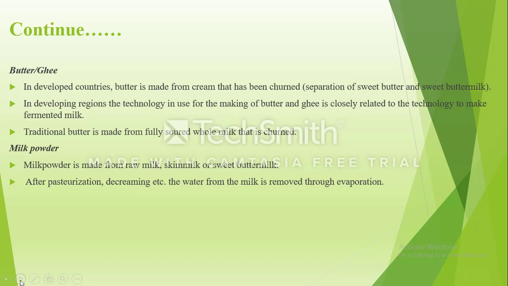In developed countries, butter is made from cream that has been churned, with separation of sweet butter and sweet buttermilk. In developing regions, the technology in use for making butter and ghee is closely related to the technology to make fermented milk. Traditional butter is made from fully soured whole milk that is churned.